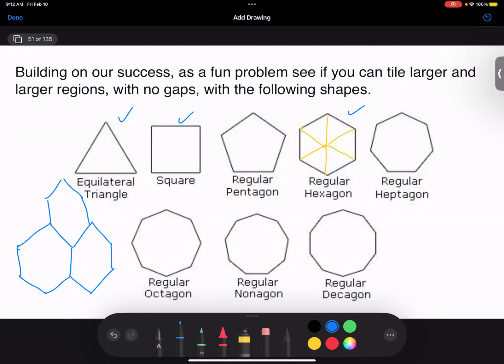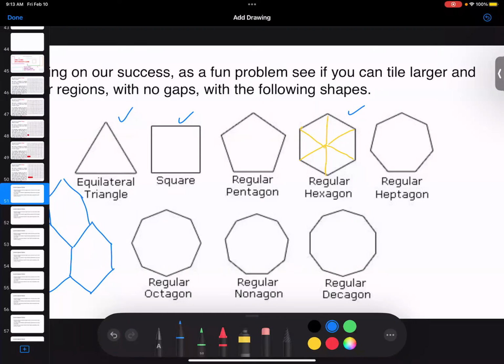Another is to go into higher dimensions. What if I did this in 3 dimensions? Can somebody give me a 3-dimensional piece that should work? A cube. And can we think of anything other than a cube that's going to fit together nicely? What if you go up into 4 dimensions? Whenever you're studying things, you always want to ask, how can I push this further?